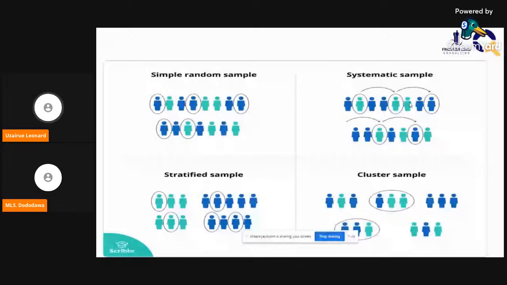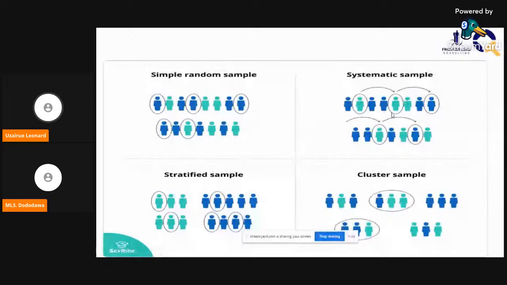So what we are saying here is that you leave out this first person, then you pick the next person. Then after this first one that you picked, every other one is going to be after two persons. You can see after two persons, the next person was picked, and so on. So basically, you can actually have a kind of formula to do that.